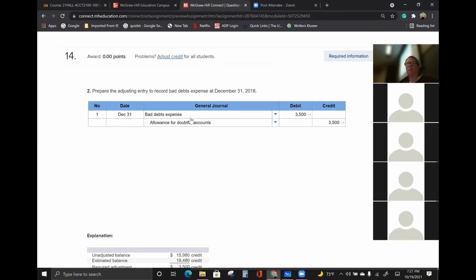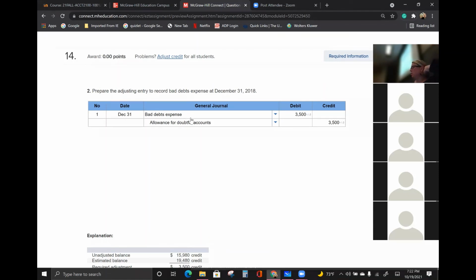So even though the calculation was 19,000, that's not my adjustment. My adjustment's going to have to take into consideration what is already in the allowance account. So this year, I do an entry, I debit bad debt expense for 3,500, and I credit my allowance for doubtful accounts for 3,500. So this is the most complicated one.